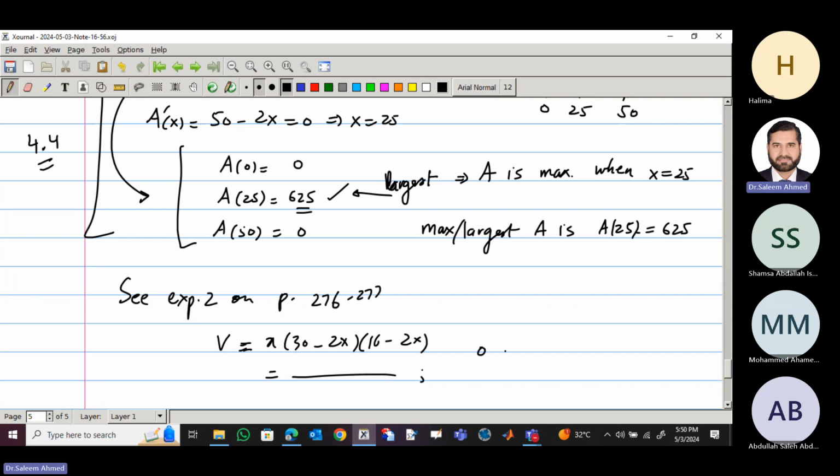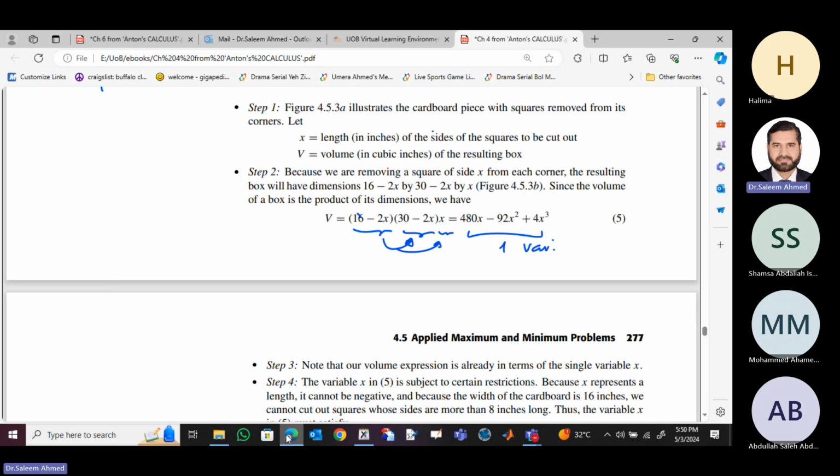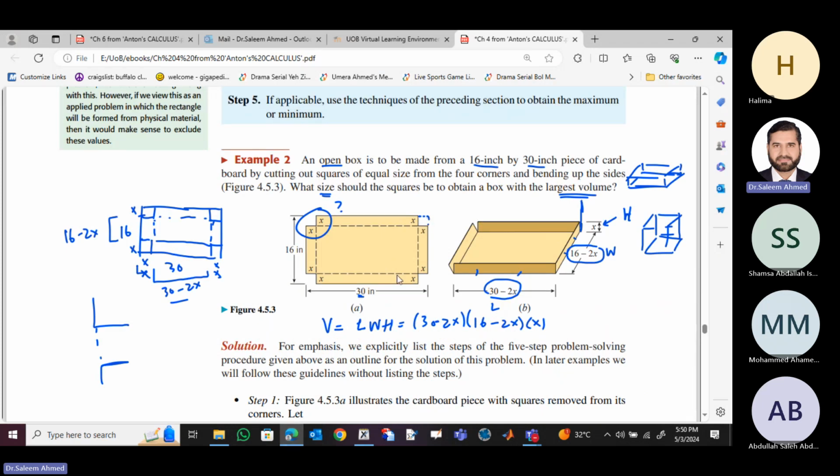variable. Now x has to be positive, right? It cannot be negative, because it's the height. But what can be the maximum value of x? Can x be 16? x cannot be 30, right? Because the shorter side is 16. We know that x has to be less than 16. But we are cutting out squares from both sides. If I take x equal to 8 and 8, this will be gone.